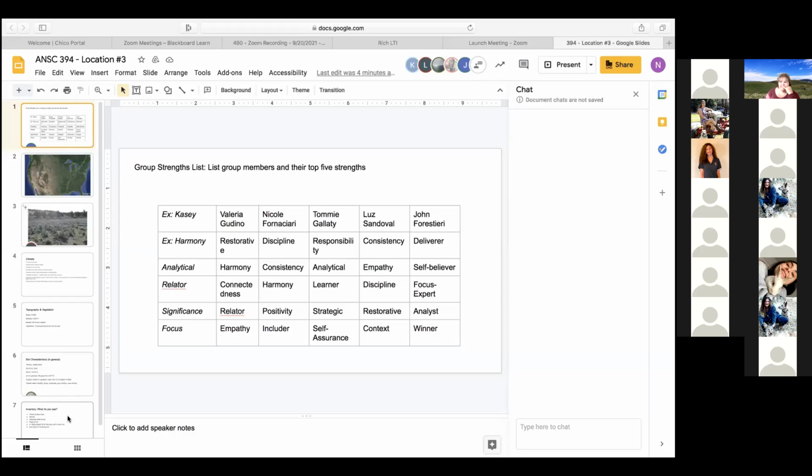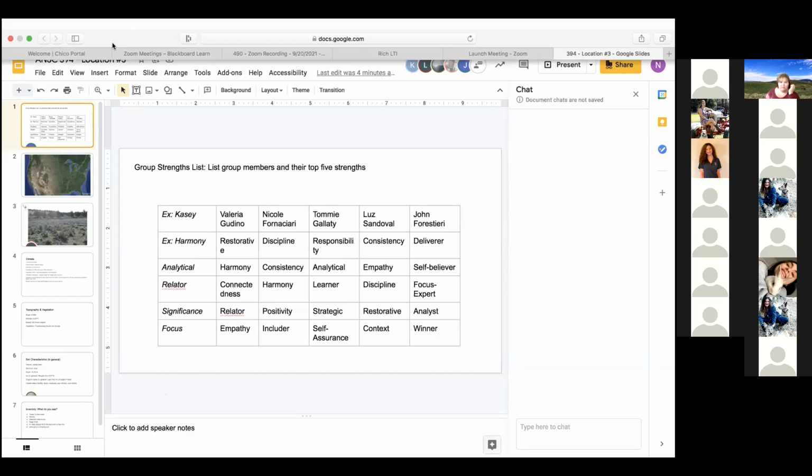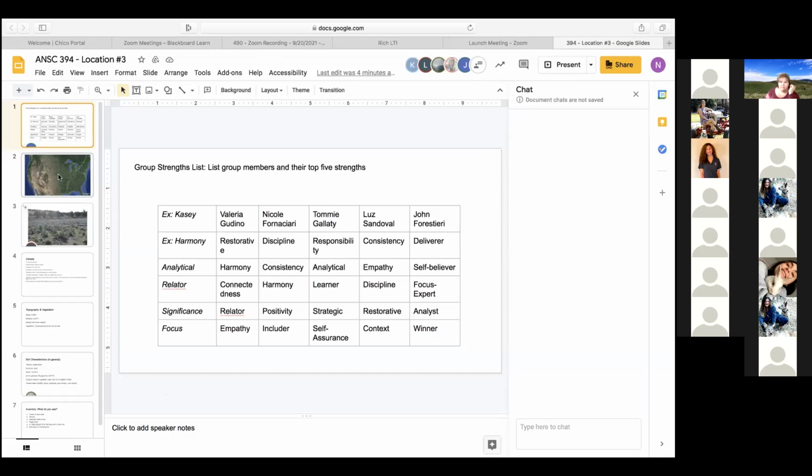Hi, I'm Tommy. My 5 strengths were responsibility, analytical, learner, strategic, and self-assurance. I'm Luz, and my strengths are consistency, empathy, discipline, restorative, and context. Hi, I'm John. My strengths were deliver, self-believer, focus expert, analyst, and winner.